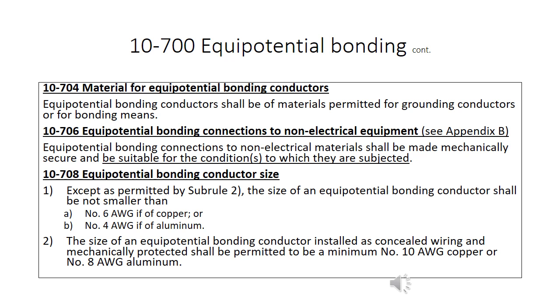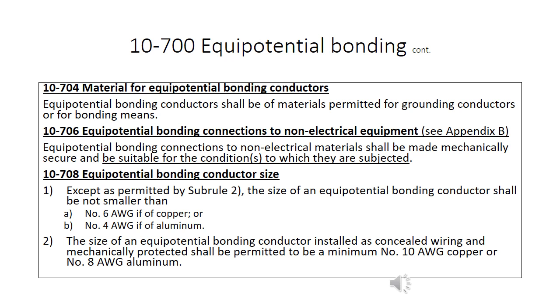10-704, material for equipotential bonding conductors. Equipotential bonding conductors shall be of material permitted for grounding conductor or for bonding means. 10-706, equipotential bonding connections to non-electrical equipment. Equipotential bonding connections to non-electrical material shall be made mechanically secure and be suitable for the condition to which they are subjected.